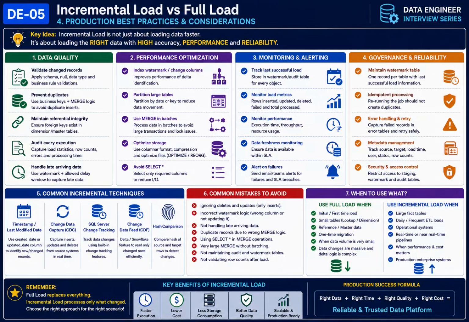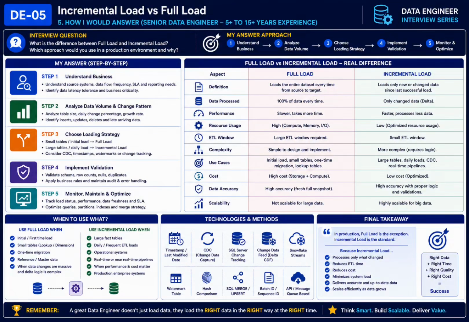So now if an interviewer asks, when would you use full load and when would you choose incremental load, this is how we have to answer. So our first step is always to understand the business requirement. Then analyze the table size, daily data growth, ETL window, reporting SLA, and business expectations. Then if it's an initial migration, small lookup tables, or a one-time load, we have to prefer full load because it's simple and does not require complex change detection logic, right?